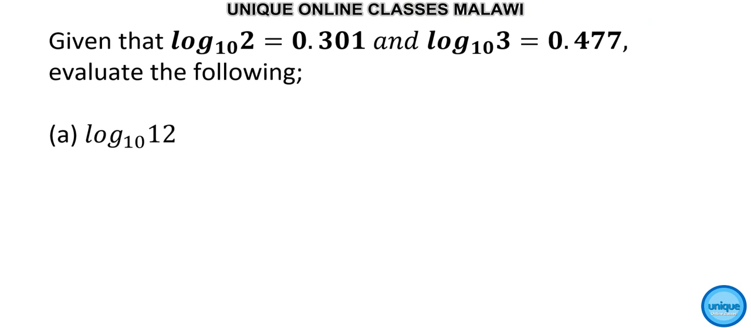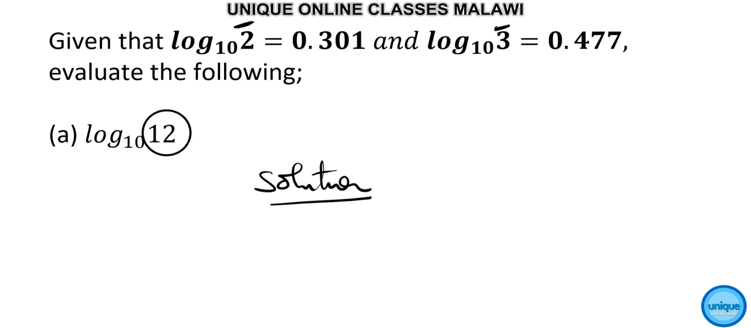Given that log of 2 base 10 is equal to 0.301 and log of 3 base 10 is equal to 0.477, without using a calculator, we should evaluate log of 12. Solution: we need to simplify 12 in terms of 2 and 3.